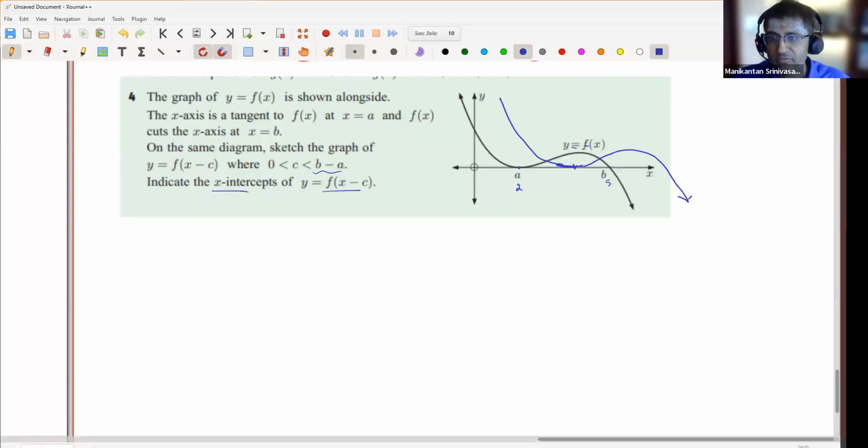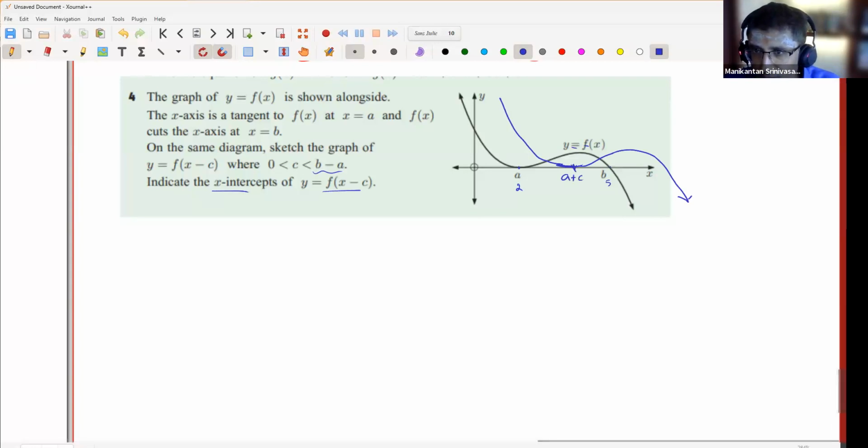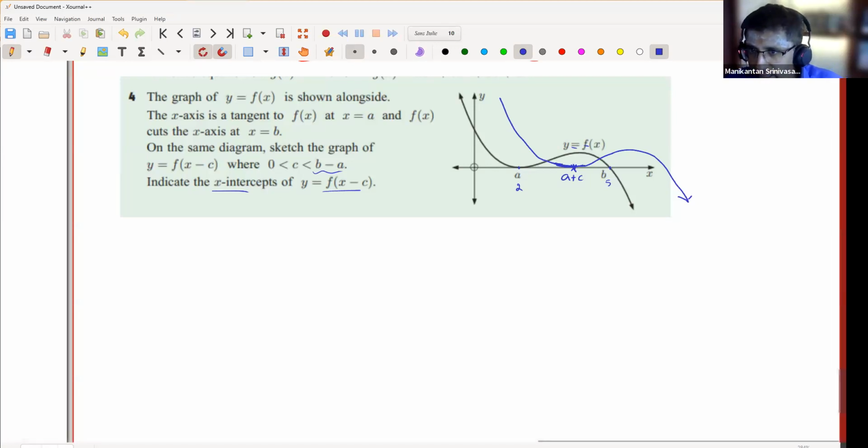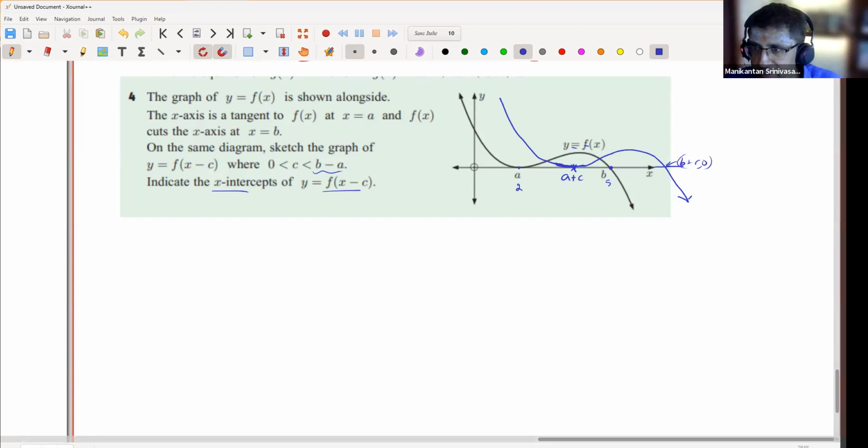Maybe that's one of the next questions: indicate the x-intercept of this. Now this a has moved right by c. So the new place where it grazes the x-axis has become a plus c. And the place where it initially cut was b, now that has become b plus c. So this point is b plus c comma 0. So the x-intercept is now a plus c where it's tangential and b plus c where it's cutting. Make sense, Dev? Yes, sir.